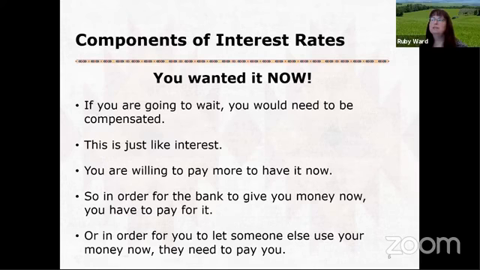The reason is you wanted it now. We don't want to wait. If you're going to wait to use your money, you need to be compensated, and that's part of our interest rate. You're willing to pay more to have that money now instead of waiting until after you've saved up for it. So in order for the bank to give you the money now, you have to pay them something for this time factor. Or if somebody else is going to use your money, you want to be compensated for not being able to use it right now.